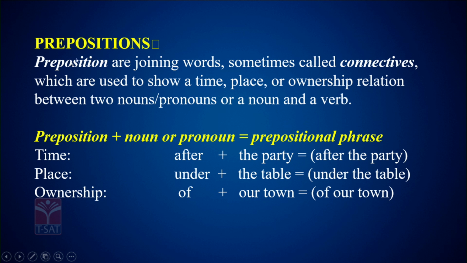Now, you look at the word preposition. Pre means before, position means place. So, generally these prepositions are placed before nouns or pronouns. You can see this definition in the word itself. Pre means before, position means place. Placed before nouns or pronouns are called prepositions. These are used to show the time, place, the ownership relation between two nouns or two pronouns or a noun and a verb.